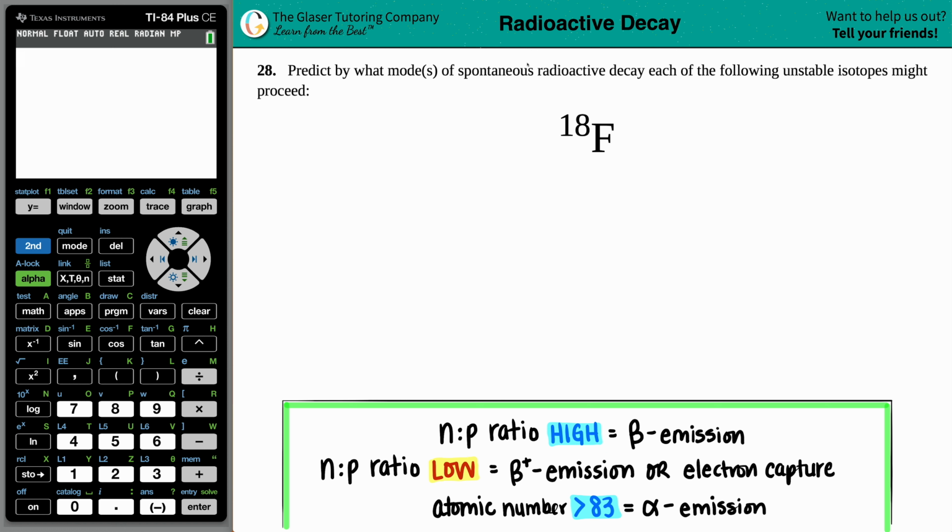Number 28. Predict by what modes of spontaneous radioactive decay each of the following unstable isotopes might proceed. And then we have fluorine, number 18.